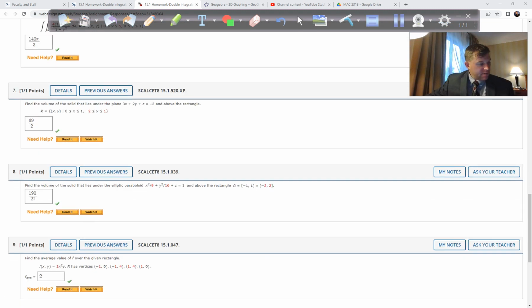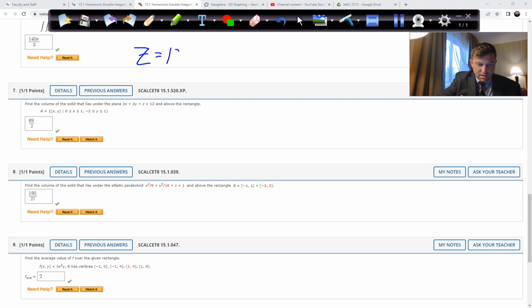Okay, problem 7. Find the volume of the solid that lies under the plane and above the rectangle. So we have to first solve for z, and it's going to be 12 minus 3x minus 2y. And then they give us x and y, and I don't believe it really matters which order you do. I think I did x first. Tend to do x first. That tends to be what people do.